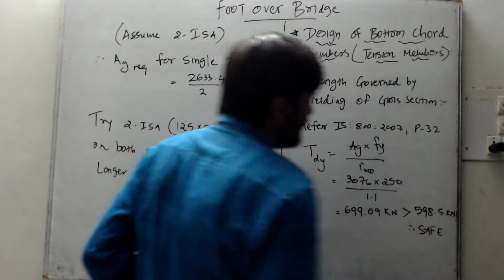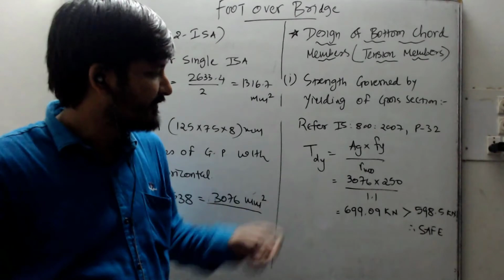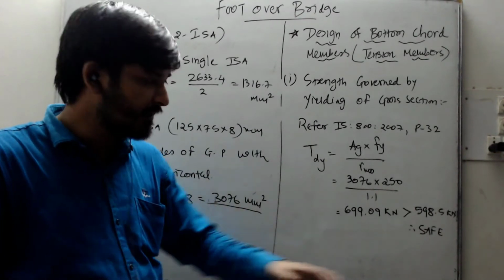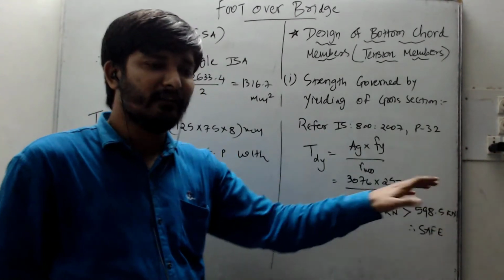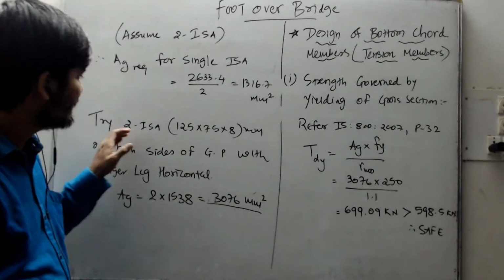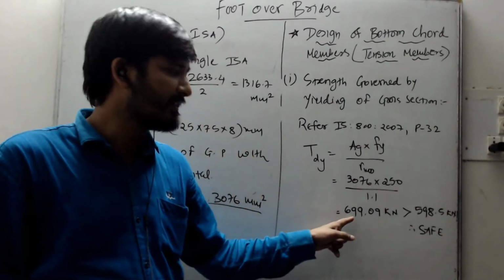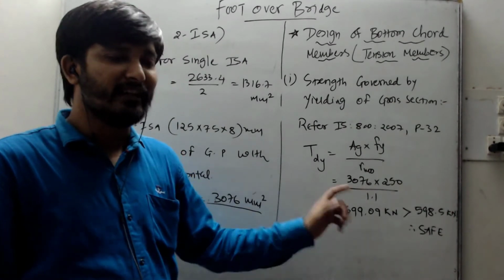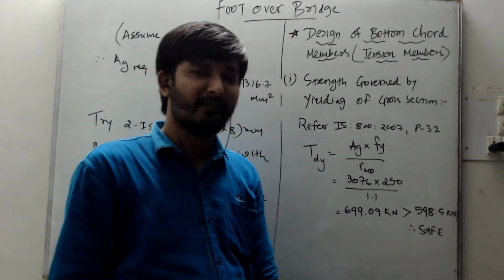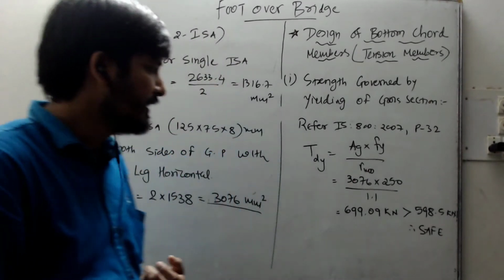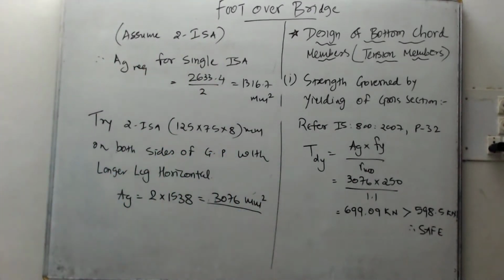What is the meaning of this? Let us understand. See, this TDG value, if it is more than the tension force that is coming, this means that whatever two angle sections we are providing, it has a tension force carrying capacity up to 700 kilonewton, and our actual tension force coming is 598.5. So the section can carry that load and our section is safe.